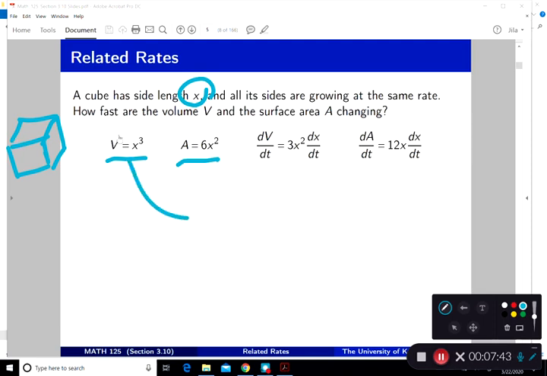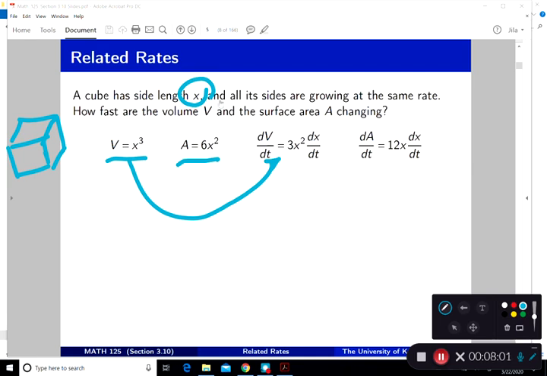Now, if I take the implicit differentiation of the volume, what do I get? I get the derivative of the volume with respect to time is equal to, outside function is x to the power 3, so it's 3x squared dx over dt. And the inside function is x.